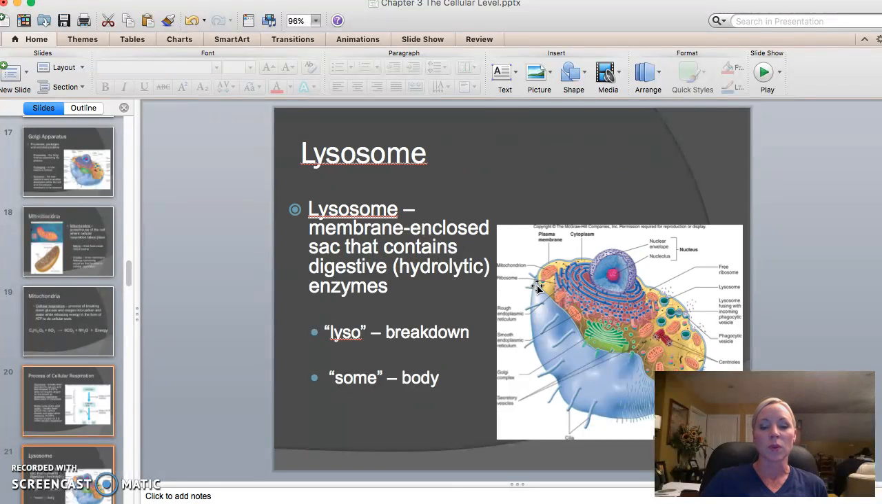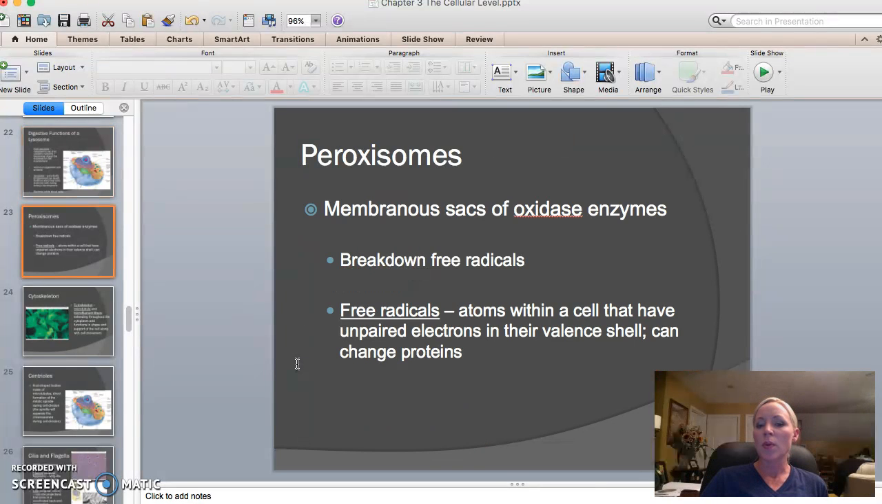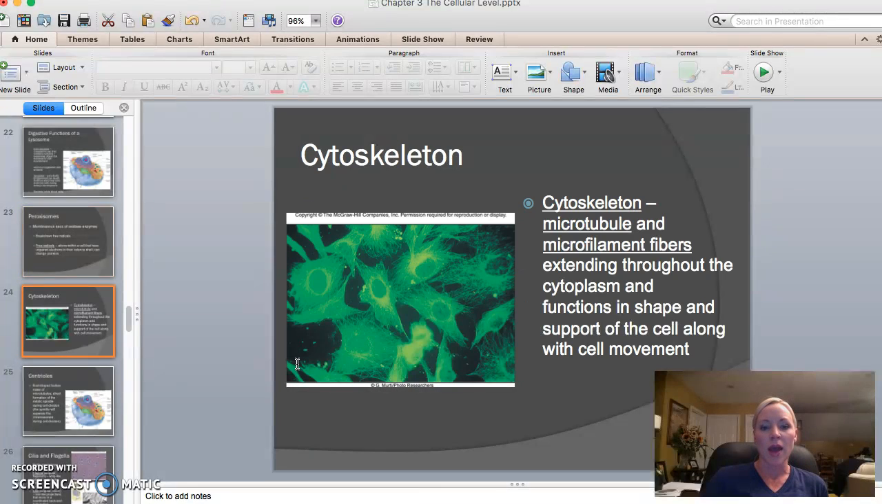I'm going to try to get through these organelles real quick. The lysosome, a membrane-enclosed sac that contains digestive enzymes. So here's our digestive function, per se. Peroxisomes are going to be breaking down our free radicals. Our cytoskeleton is very important. It's going to hold that cell together, kind of like the skeletal system of our body. So those are important as well. So that kind of wraps up the organelles of the cell. So I'm going to stop the part 1 video at this point, and we'll continue on with the next video with the rest of the parts of the cell.